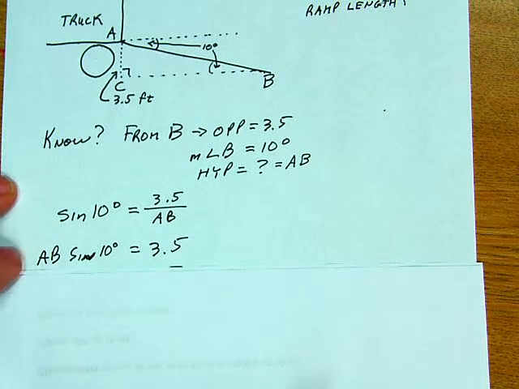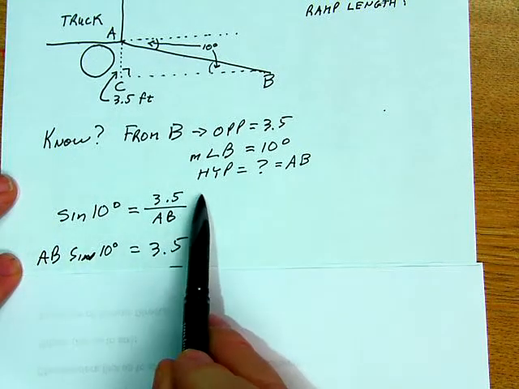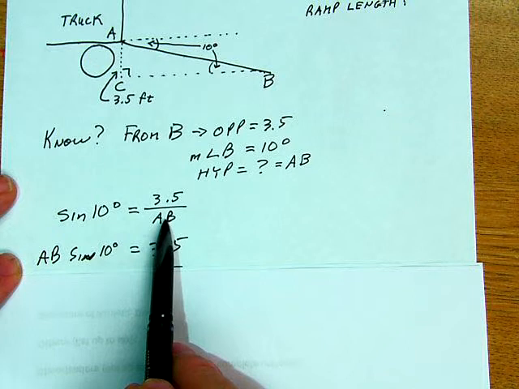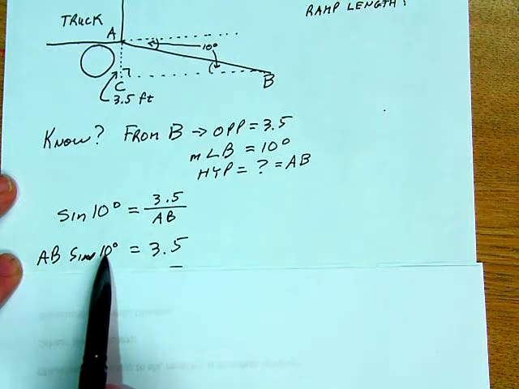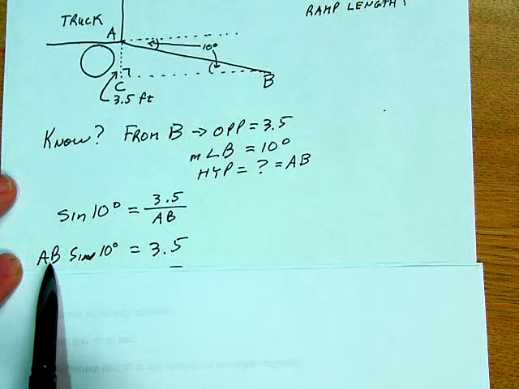So then I multiply both sides of this equation by AB, which cancels the AB out on this side, and I'm just left with 3.5, and I take the sine of 10 degrees times AB on this side.